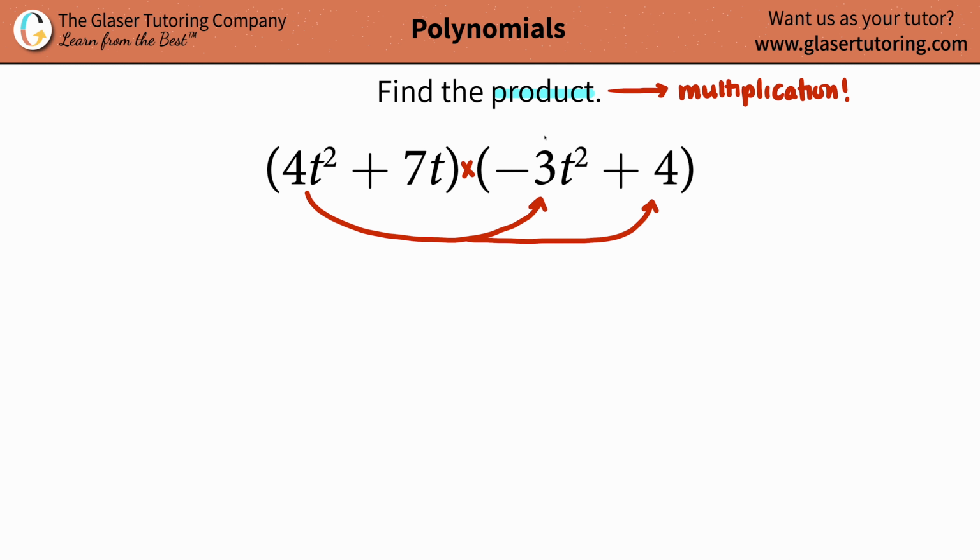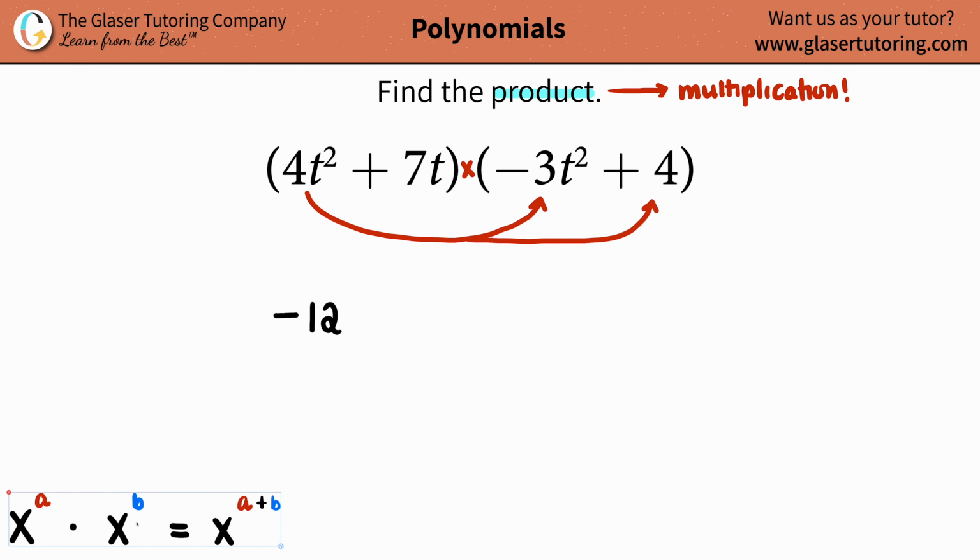4t squared times negative 3t squared. Let's focus in on the numbers first. Multiplying numbers, whenever you're doing it, it's the same exact thing. So 4 times a negative 3 is a negative 12. So we're going to start off with the negative 12. But now we're multiplying variables together. I got a t squared here and a t squared. What happens when we multiply variables? There's a property, right? And the property is right here.